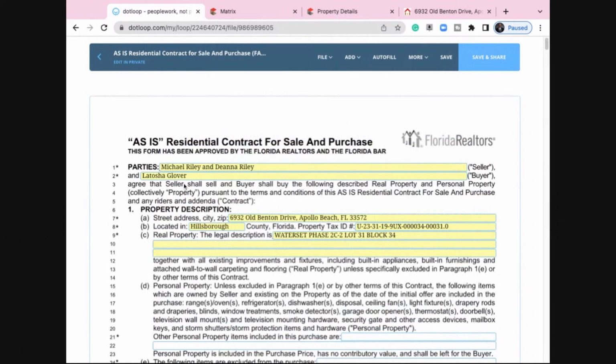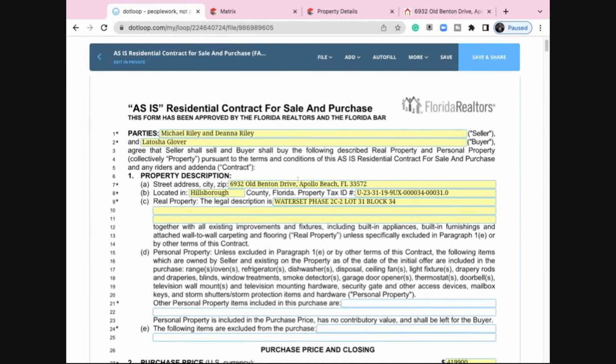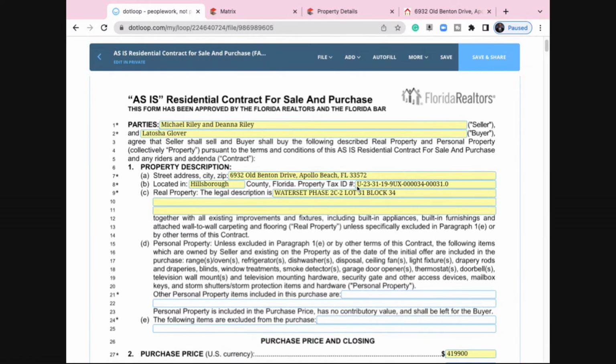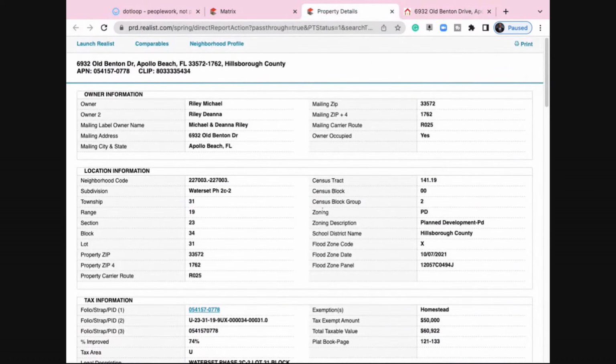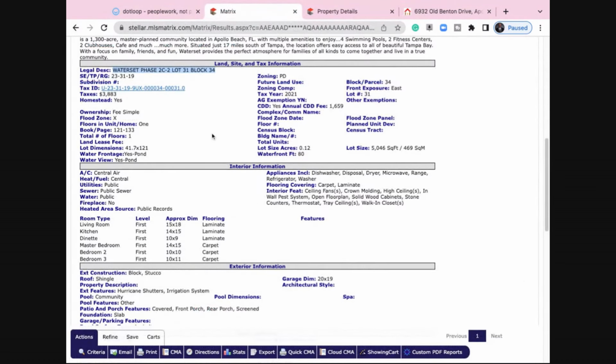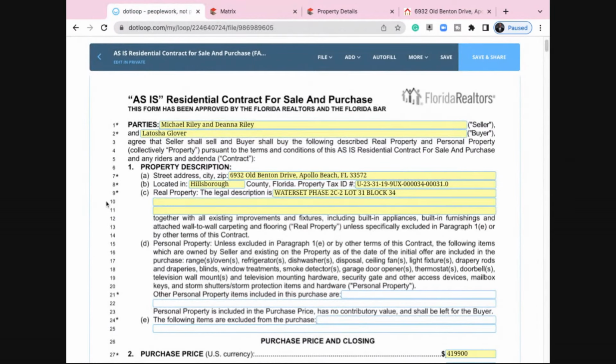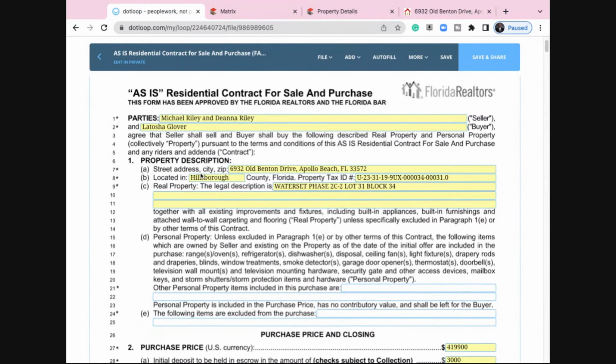All right, by the seller's name and the buyer's name, we have the address of the property. We pulled the tax ID from, we could have gotten it from here. The MLS is a secondary source for that. So we have the address, Hillsborough County, tax ID, legal description.